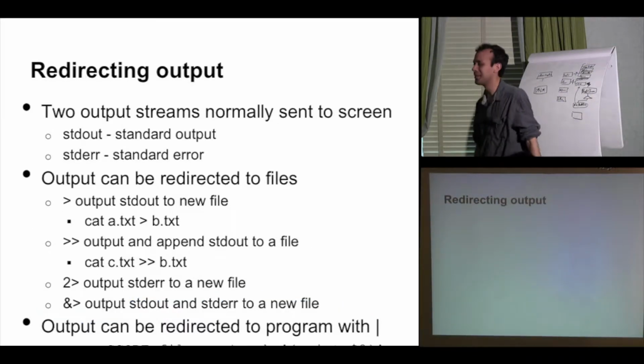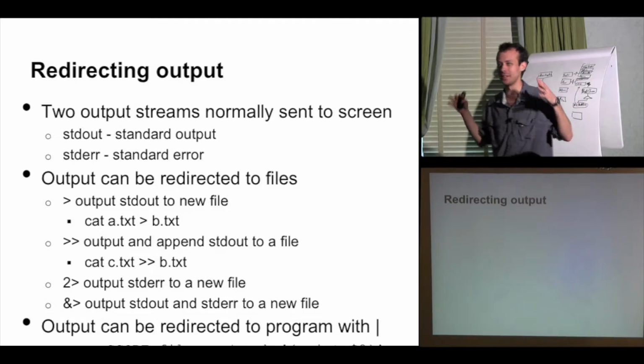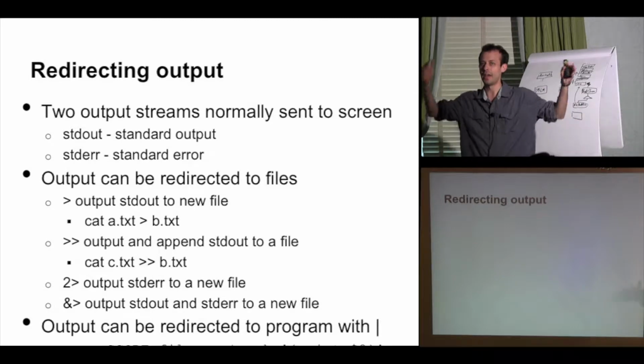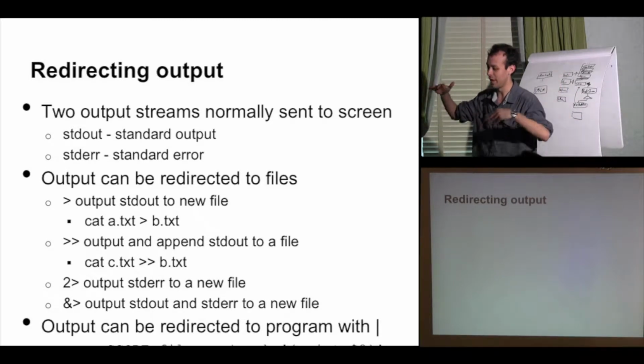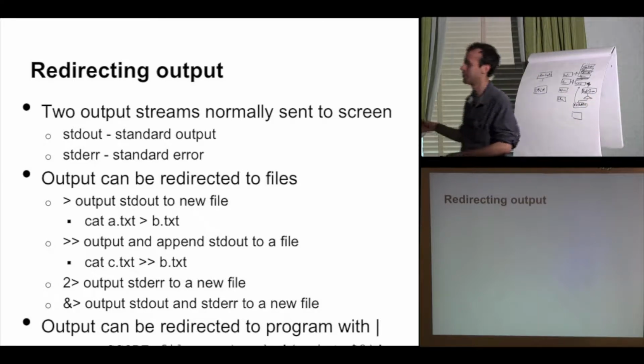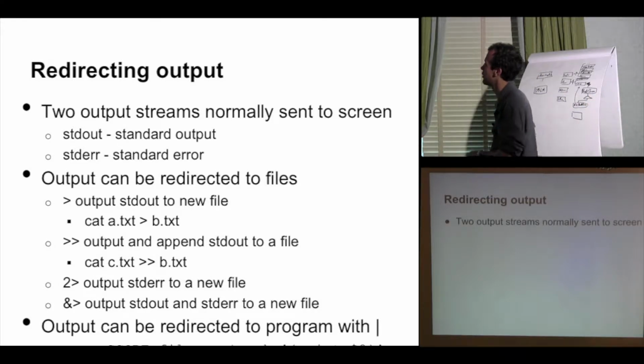One of the things that makes the shell really powerful is output redirection. What this means is you can take a command and, instead of outputting its output to the screen, you can output it to a file, or to another command, or to a file and a command. So there are lots of different ways of doing this.